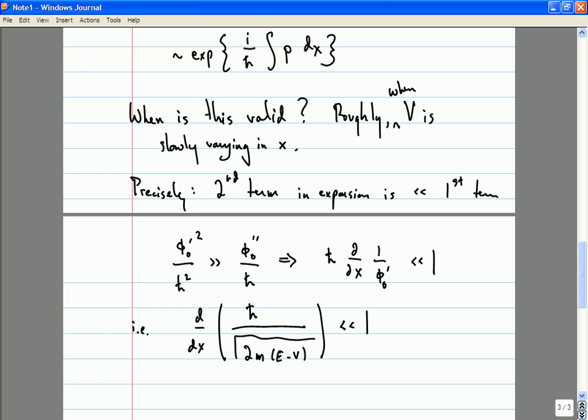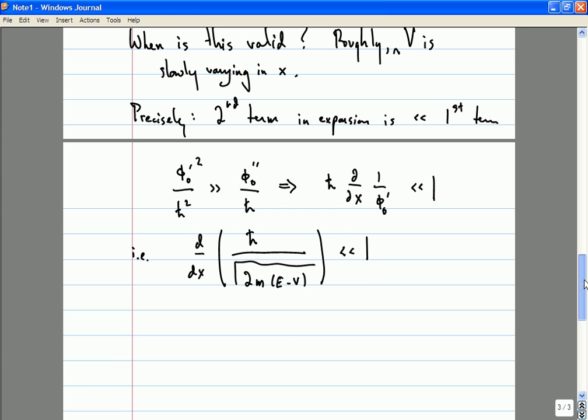The advantage of thinking about things this way is that this is now an equation that is consistent with dimensional analysis. So that means that not only is it telling me that the WKB approximation is good when v is slowly varying, but it's saying slowly varying compared to what?